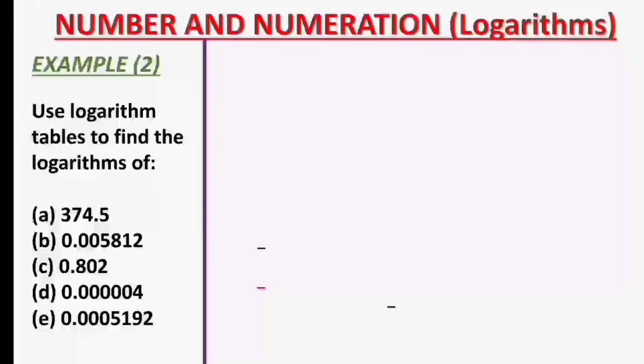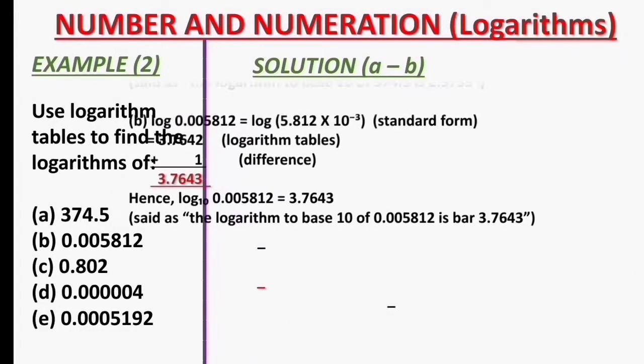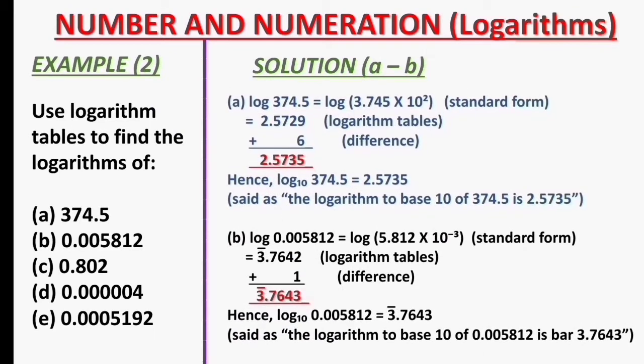Moving on, let's see our second question. Use logarithm tables to find the logarithm of these numbers. Once again, do you know the two parts of a logarithm? Let's see if you can still remember. From the solution, a logarithm should have two parts, which are the characteristic or the integer and the mantissa or the decimal fraction. For question A, let's find the logarithm of 374.5.